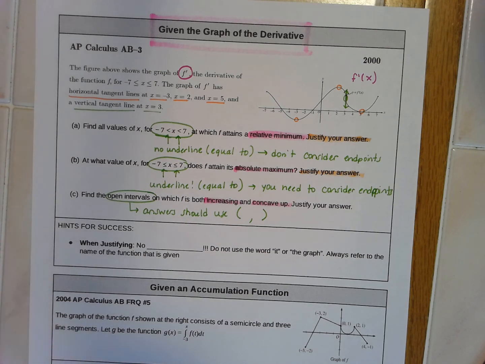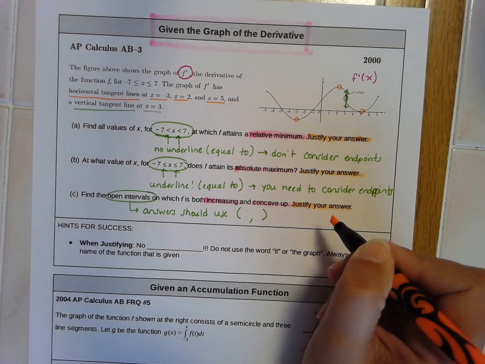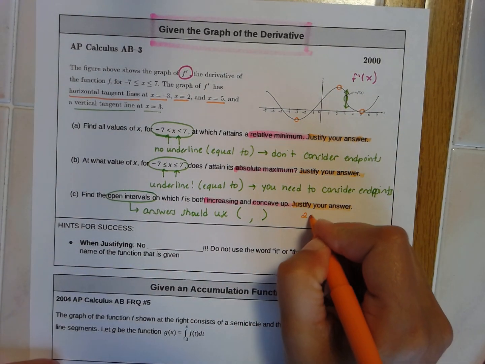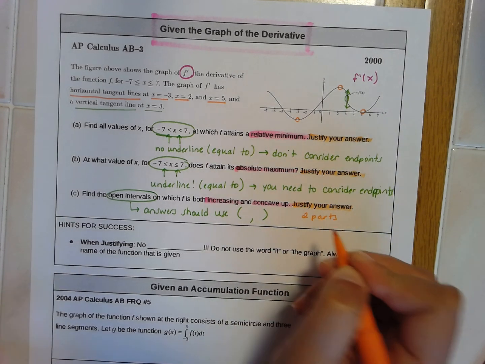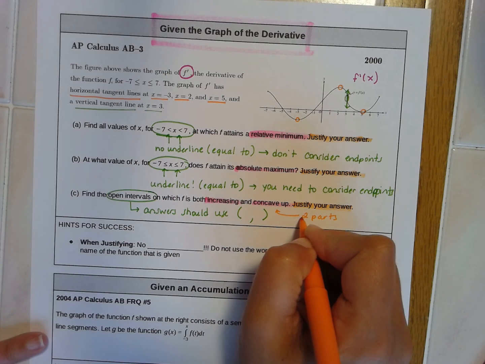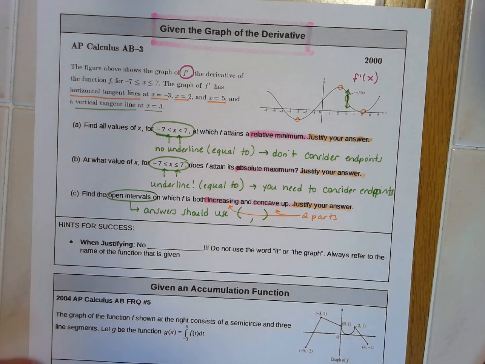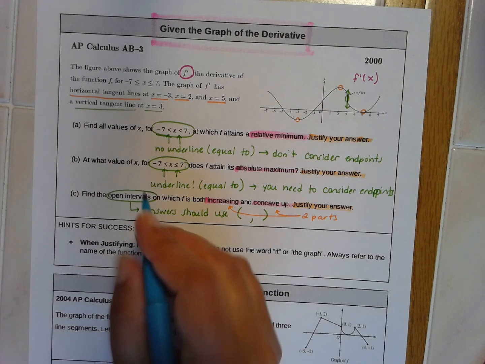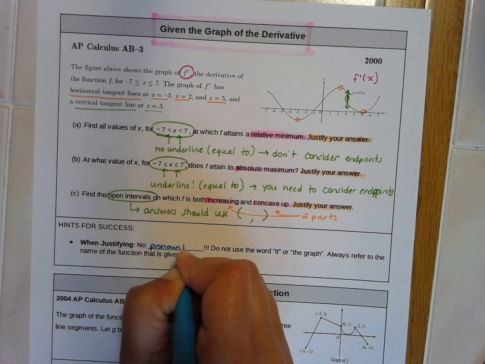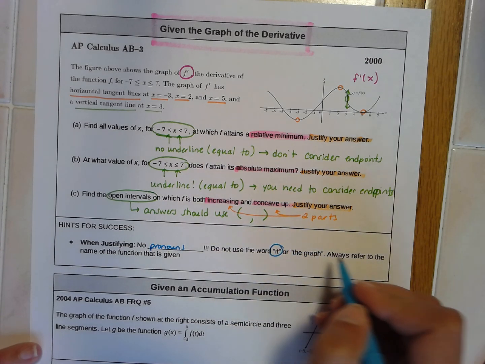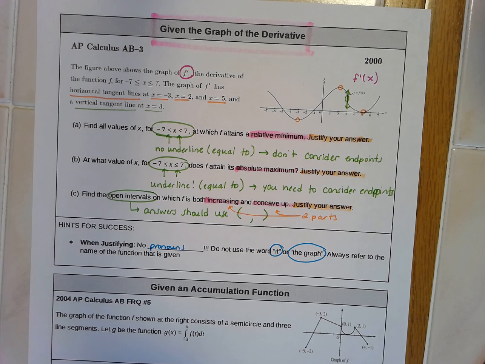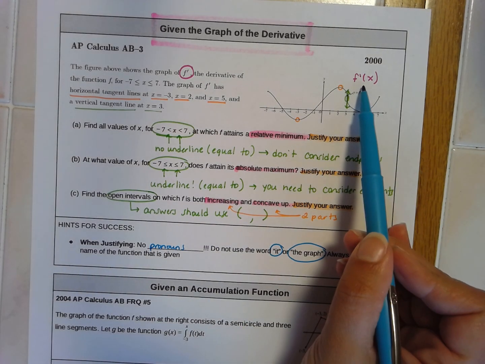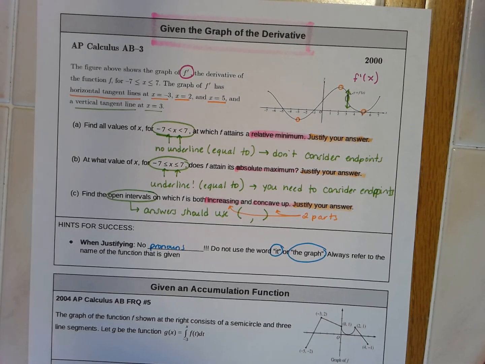You also want to make sure you justify your answer. Now, when you justify your answer, your justification should have two parts because you need to justify why the sections that you named were concave up and why those sections that you named were also increasing. So all at once, they should be both increasing and concave up, and you need to justify both of those things as well. A couple of hints for success. When you are justifying, you never want to use pronouns. So do not use the word it and do not say the graph. You want to refer to the name of the function that's given. So if I'm talking about f prime, tell me something about f prime specifically.